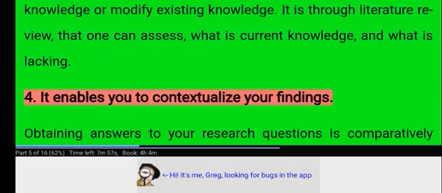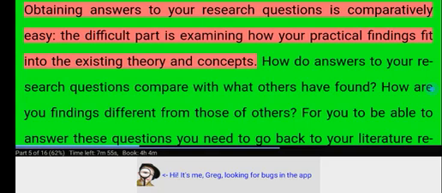4. It enables you to contextualize your findings. Obtaining answers to your research questions is comparatively easy. The difficult part is examining how your practical findings fit into the existing theory and concepts.